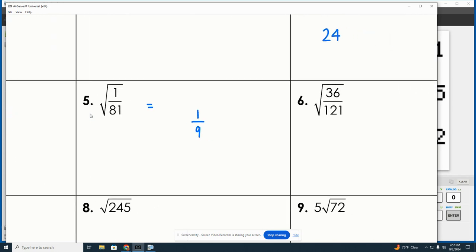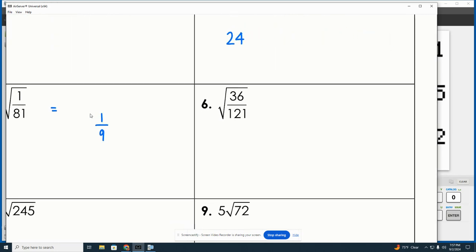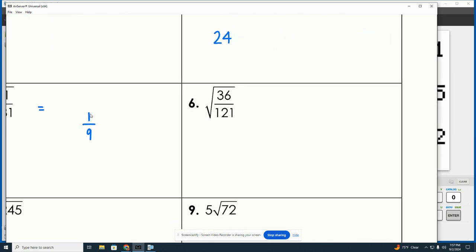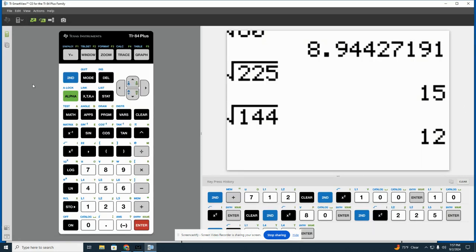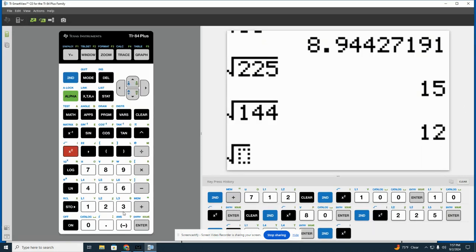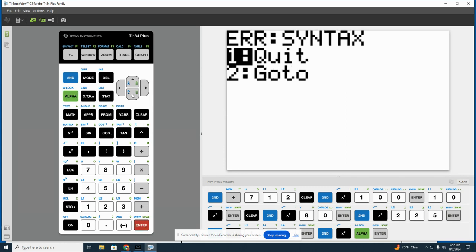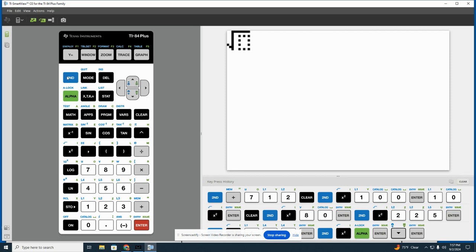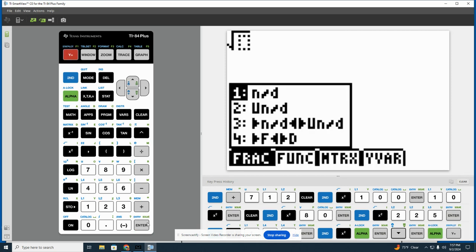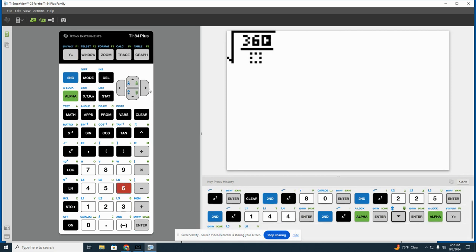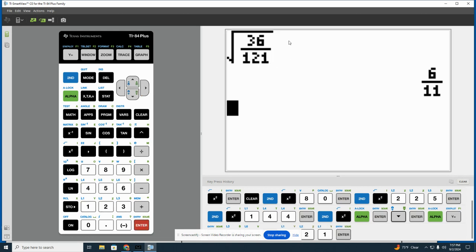Now, last one, and then we start getting into some more problems where we have to think a little bit harder. 36 and 121. Look, they're both on your list above. 36 is a perfect square. But even if you went over here and typed it in, alpha y equals number 1, and I did 36 over 121. Sure enough, it's going to let it come out of there as 6 over 11.